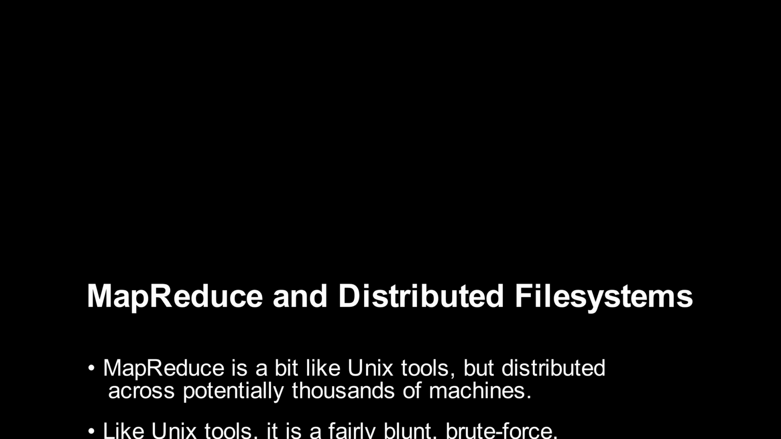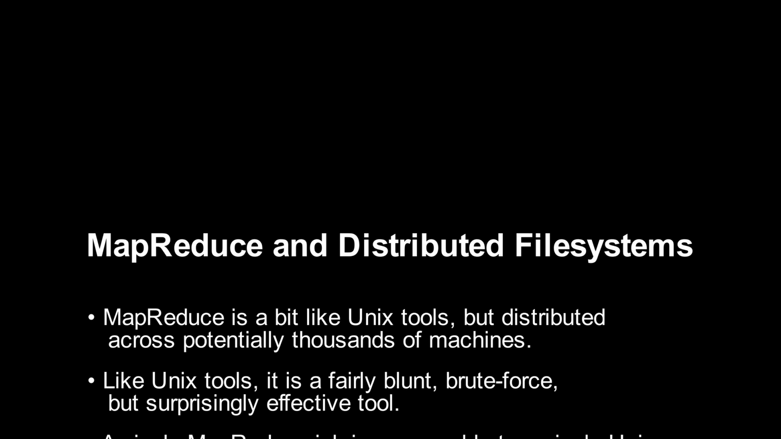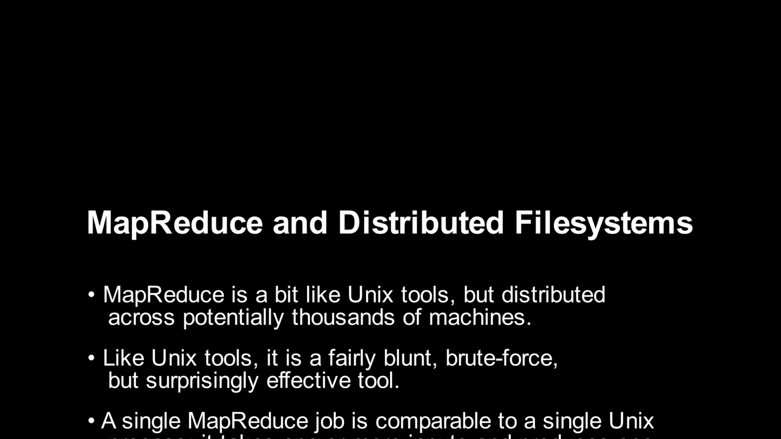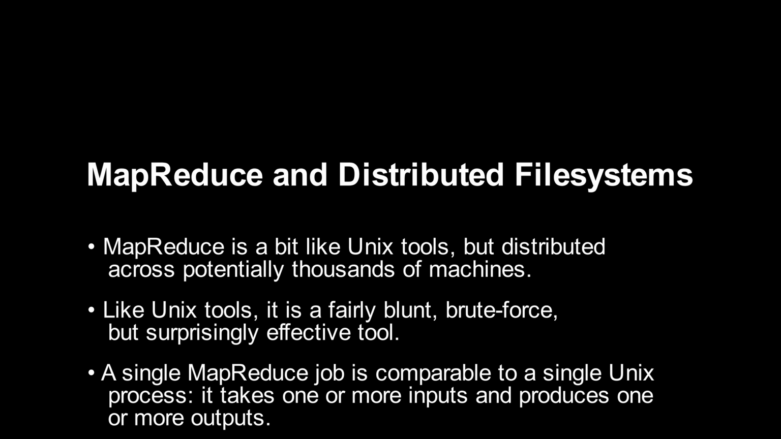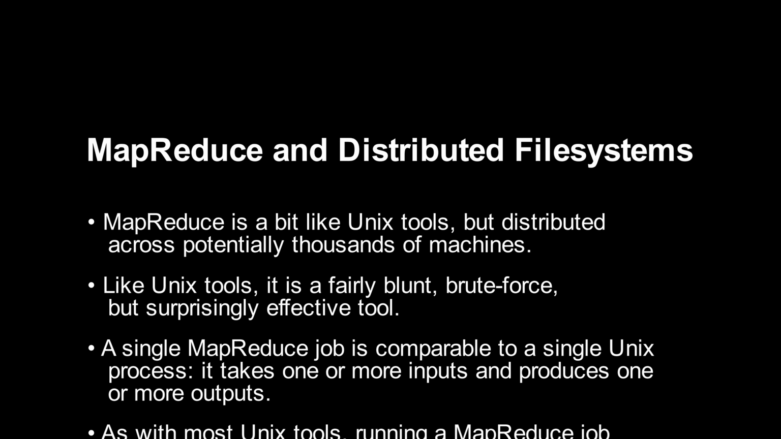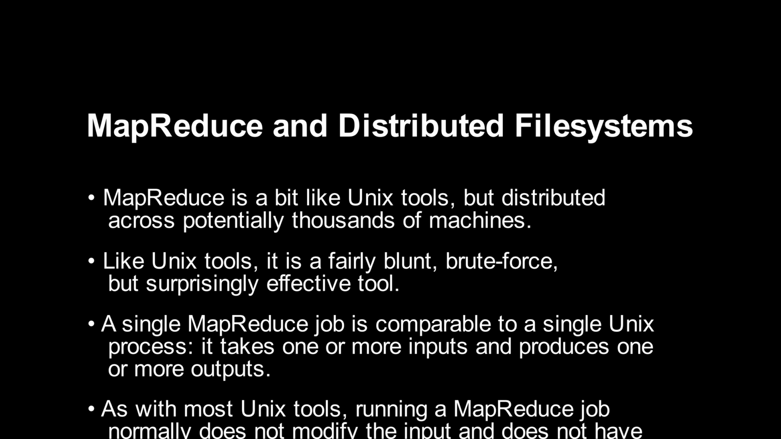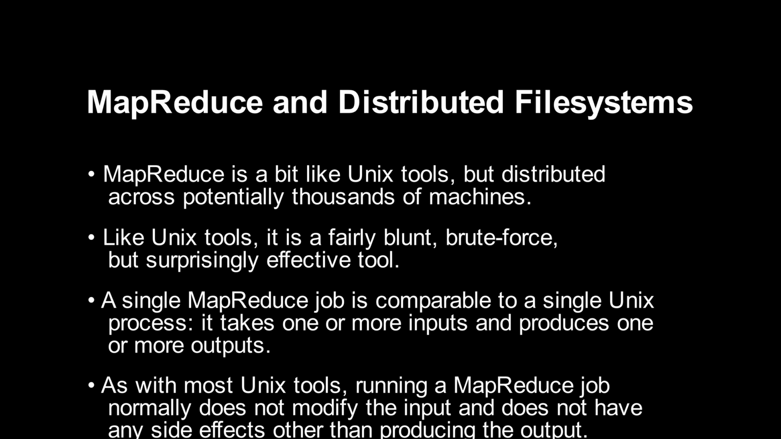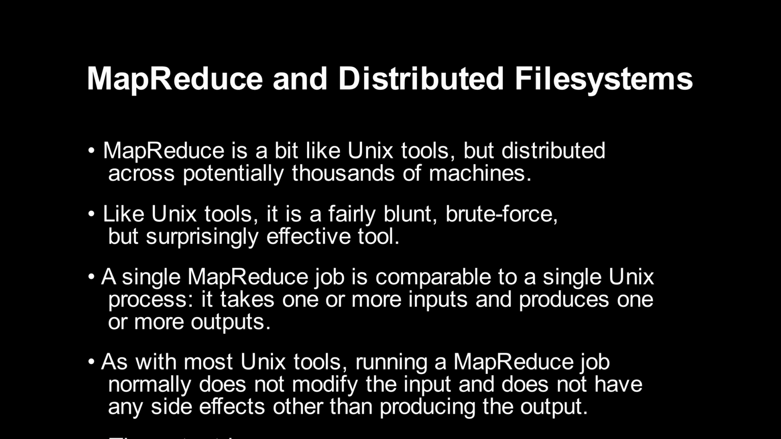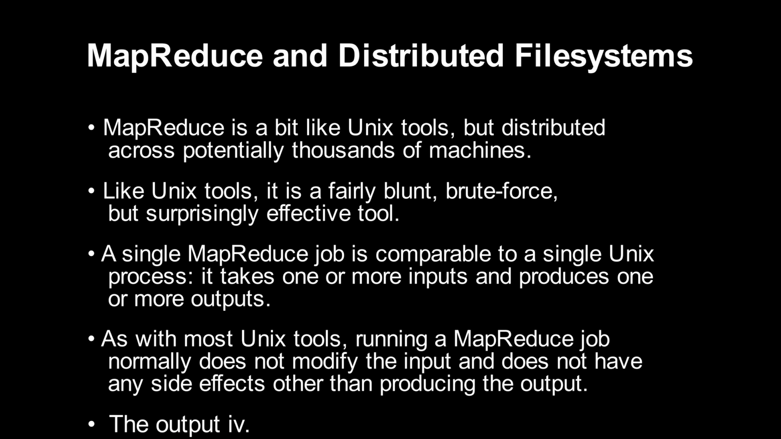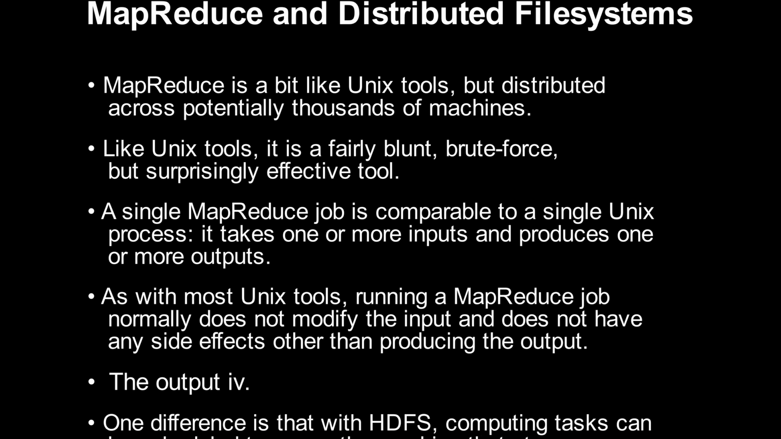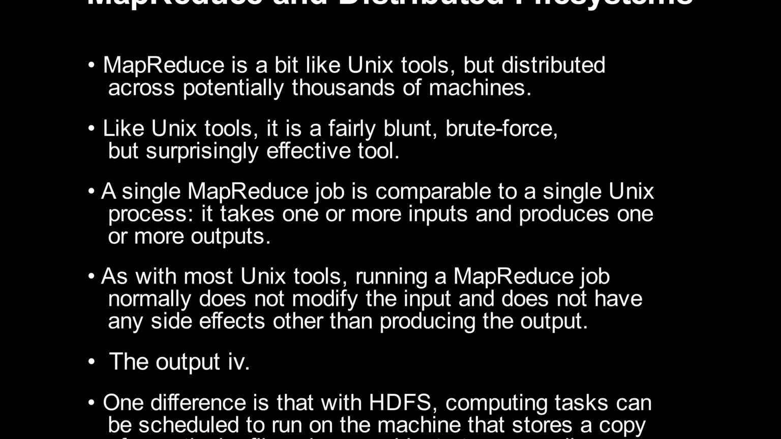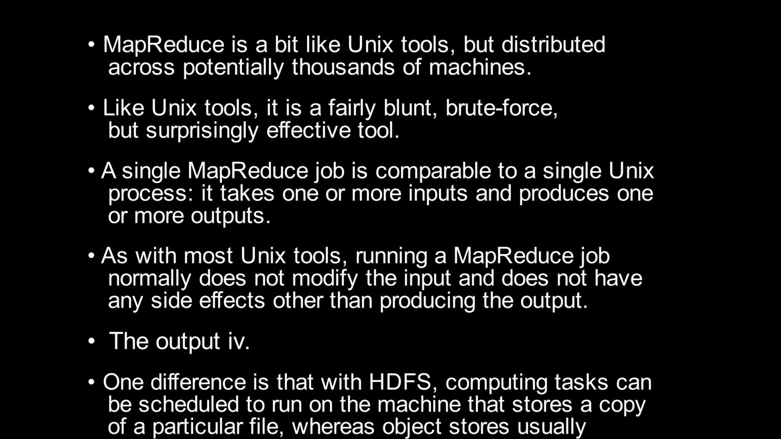MapReduce and Distributed Filesystems. MapReduce is a bit like Unix tools, but distributed across potentially thousands of machines. Like Unix tools, it is a fairly blunt, brute force but surprisingly effective tool. A single MapReduce job is comparable to a single Unix process. It takes one or more inputs and produces one or more outputs. As with most Unix tools, running a MapReduce job normally does not modify the input and does not have any side effect other than producing the output.